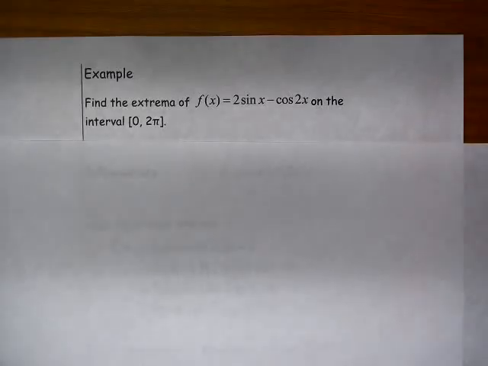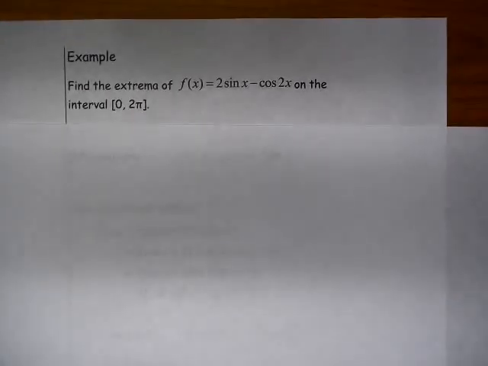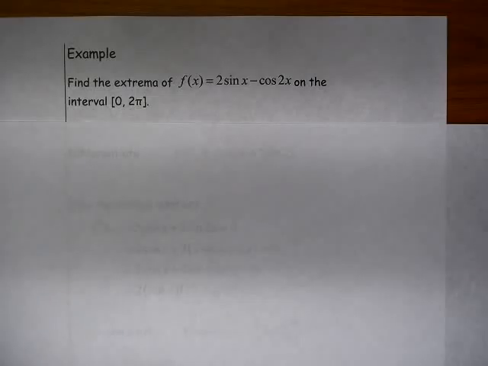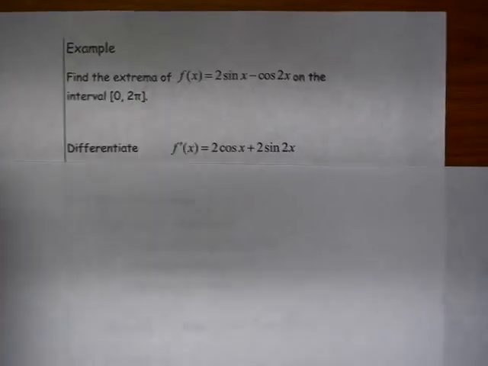Now an example that uses a trigonometric function. So find the extrema of f of x. We have 2 sine x minus cosine of 2x, and we want to find that on the interval from 0 to 2 pi, on that closed interval. So again, the process we use is exactly the same. The type of function doesn't affect our process.